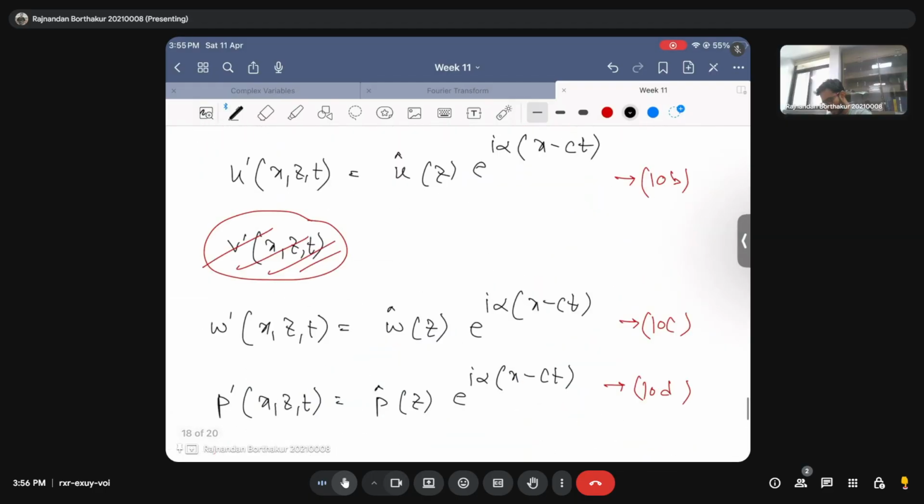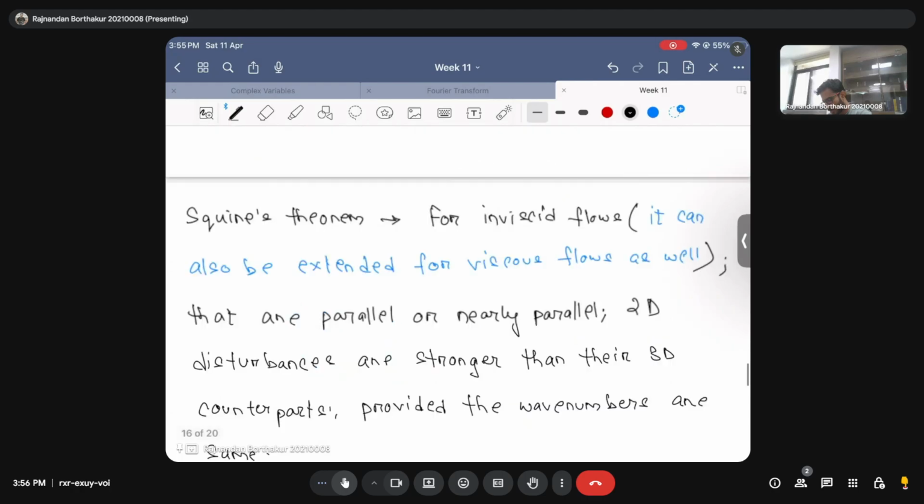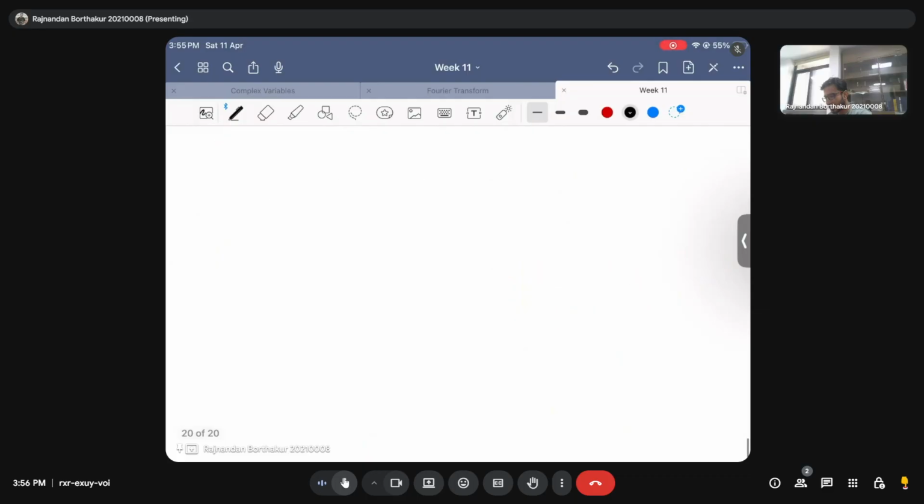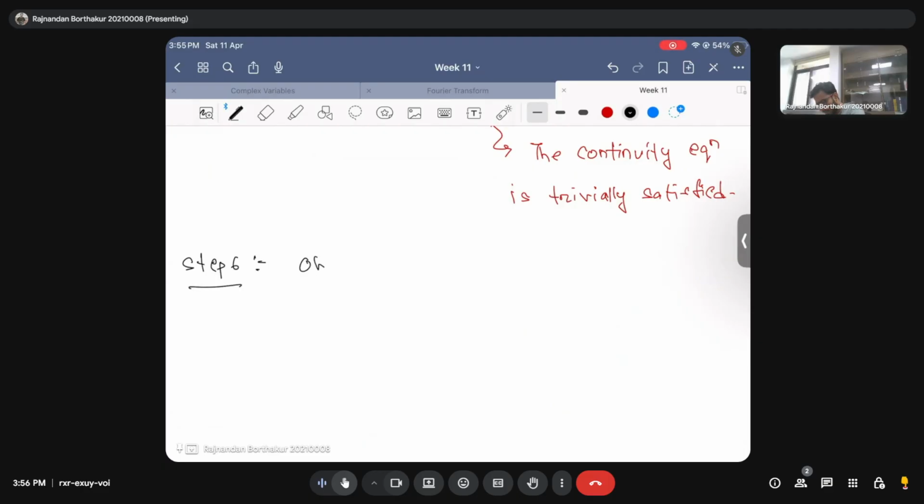Okay, let's see the step number. Okay, step 6. So step 6 is to obtain a single equation for phi of z. That's it. That's the ultimate step that you need to do.